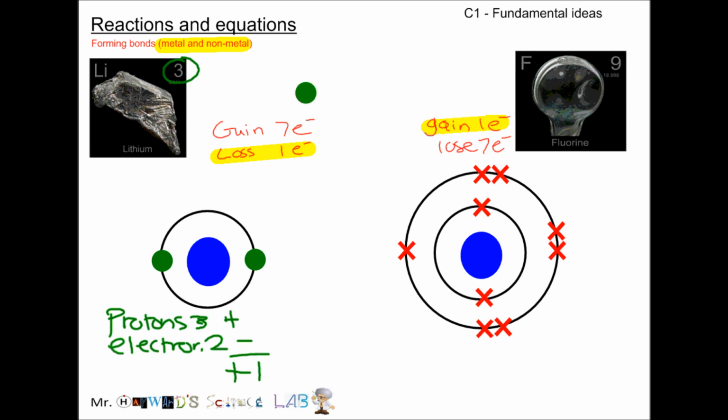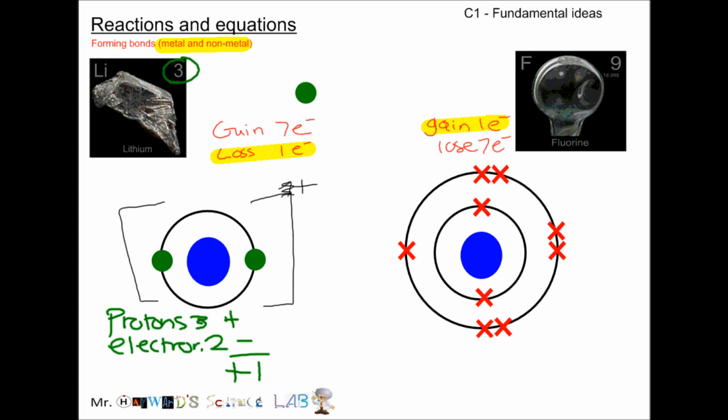And the way we show that is by doing this. Put some brackets around it, and we put the charge in the top right corner. If it's only a single positive charge, you only have to write a single positive. You don't have to write +1. Okay, so we don't have to write that.